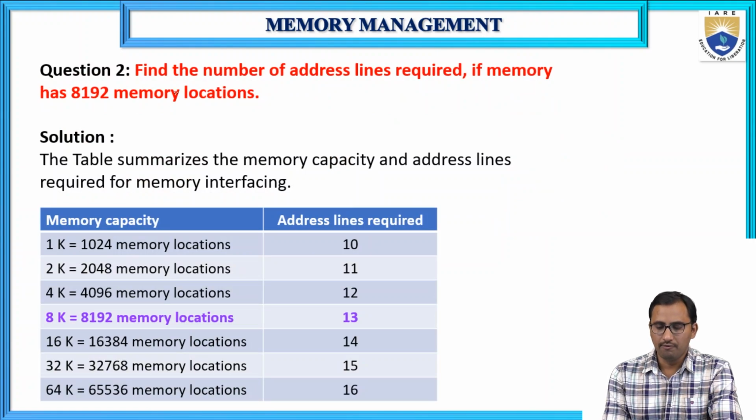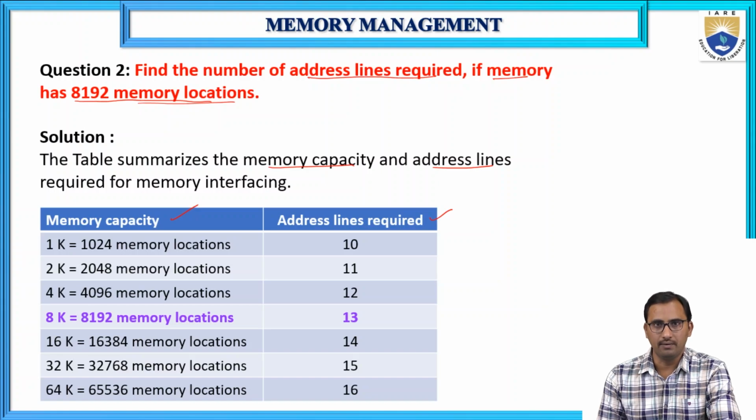Coming to the second question, find the number of address lines required if the memory has 8192 memory locations. So we need to find the number of address lines required if the memory size is given. Here we have given a table that summarizes the memory capacity and the address lines required for memory interfacing.